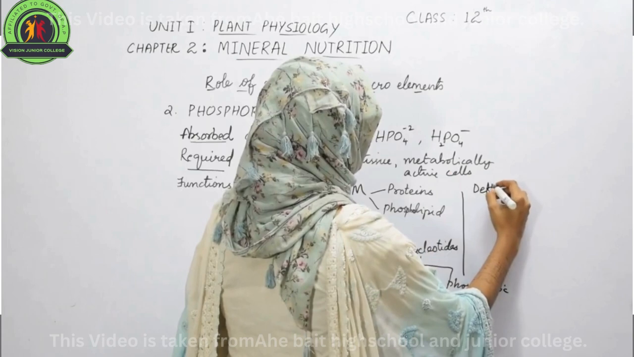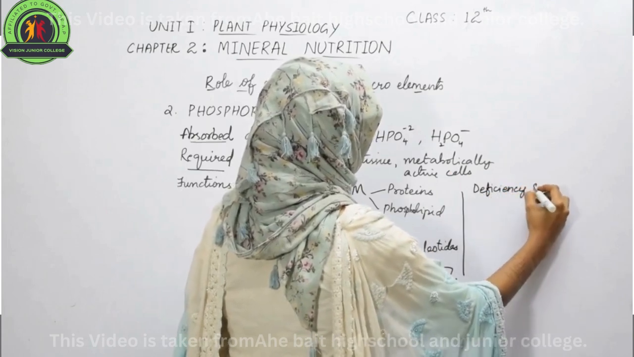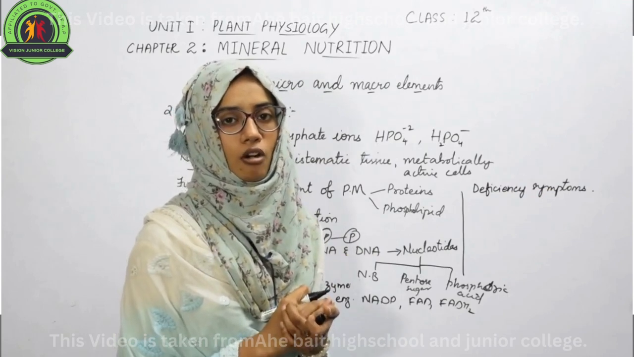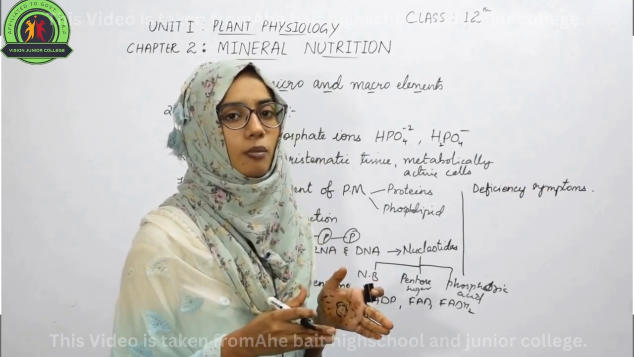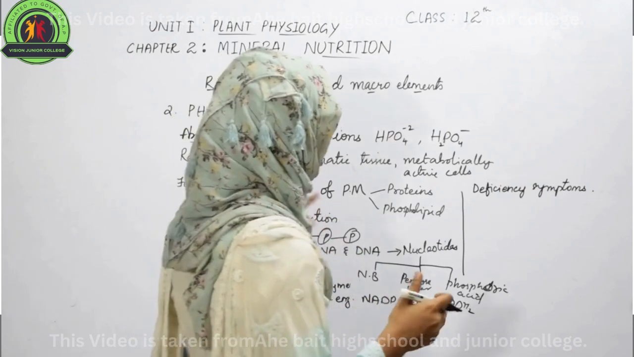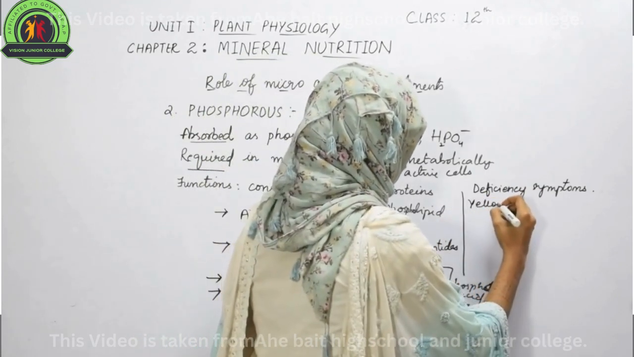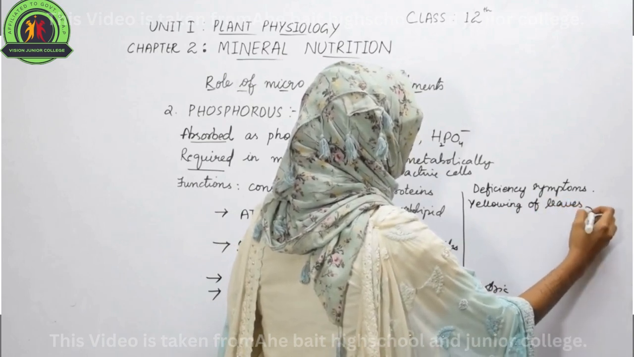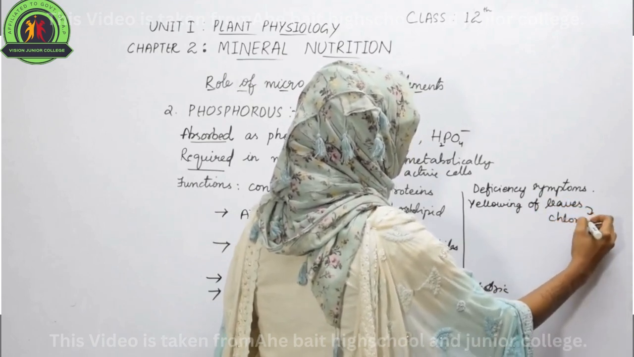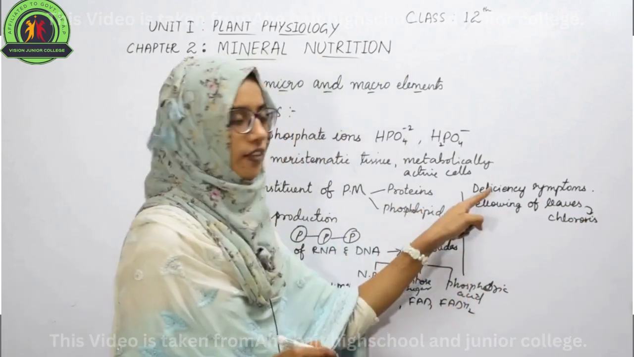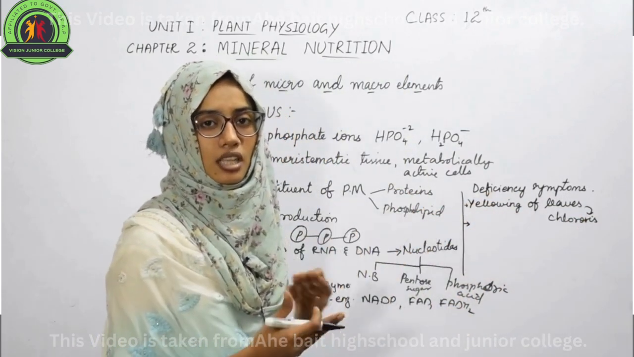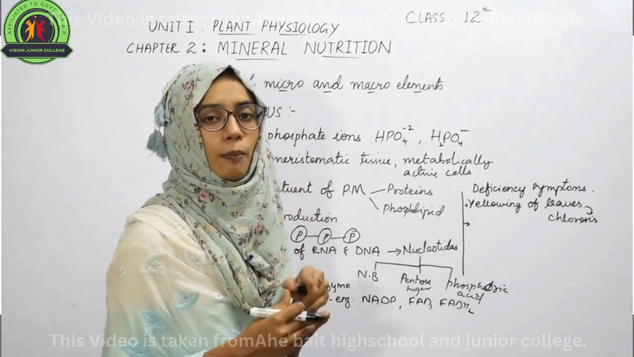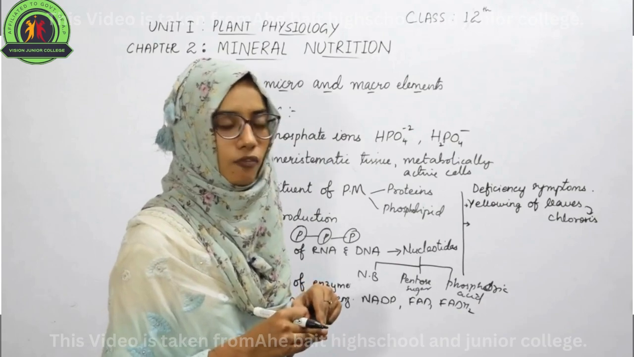Let us discuss the deficiency symptoms of phosphorus. In the absence of phosphorus, the pigment chlorophyll cannot be synthesized, and due to this, yellowing of leaves takes place. This yellowing of leaves is called chlorosis. So chlorosis is the deficiency symptom seen in plants due to the absence of phosphorus or the presence of a lesser amount of phosphorus.